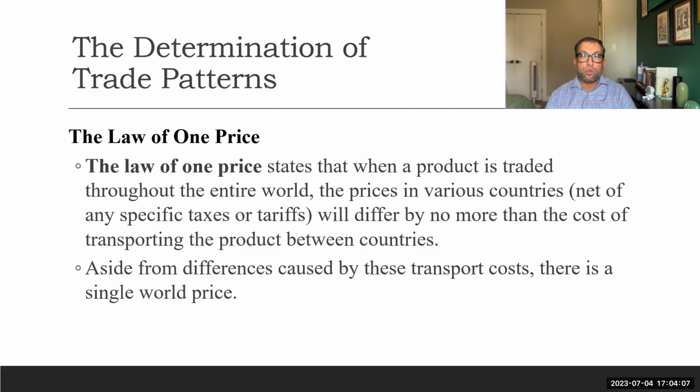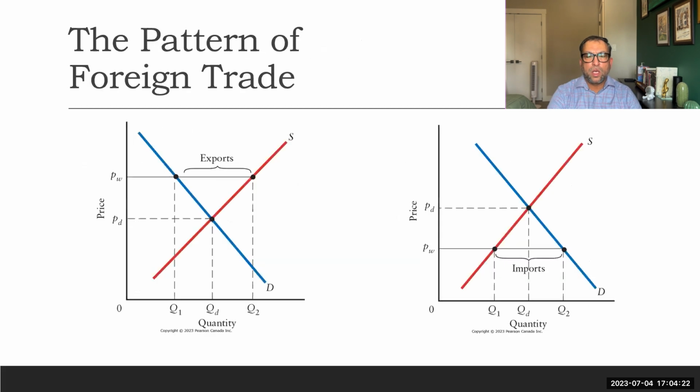Aside from transportation cost plus trade barriers, if there is any import or any specific tax related to the trade. Aside from differences caused by these transportation costs, there is a single world price. That's what we call the law of one price. Now, if you look at these two graphs, in one graph we are highlighting an export, and in the other graph we are highlighting an import. Now, why is there an import and export?